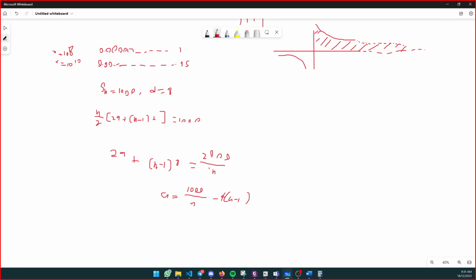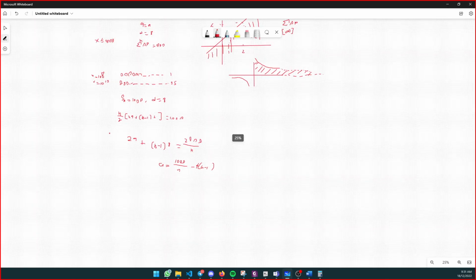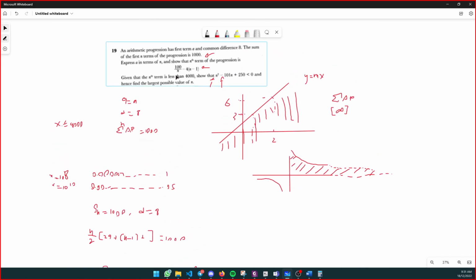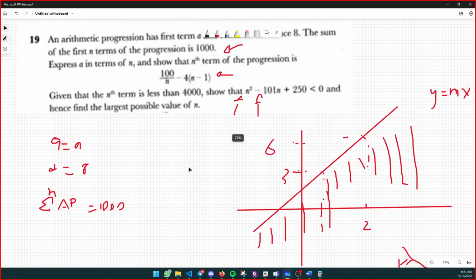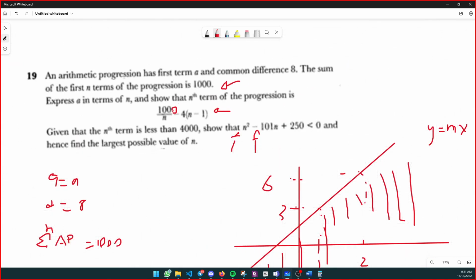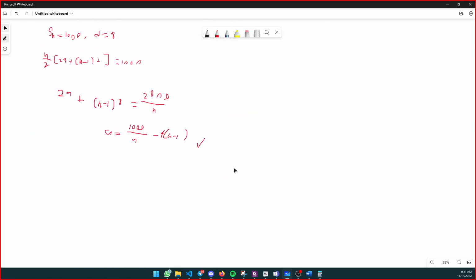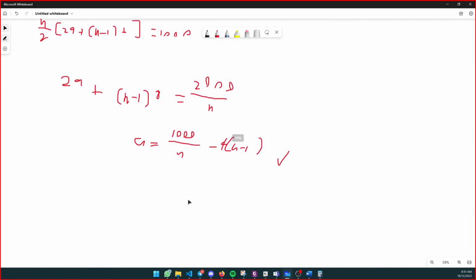You should get this, and this is exactly the equation in the question, you actually get it back. Since there's a typo in the question, this shouldn't be 100, it should actually be 1000. This is a typo in the question. Never mind. So that's one thing done.